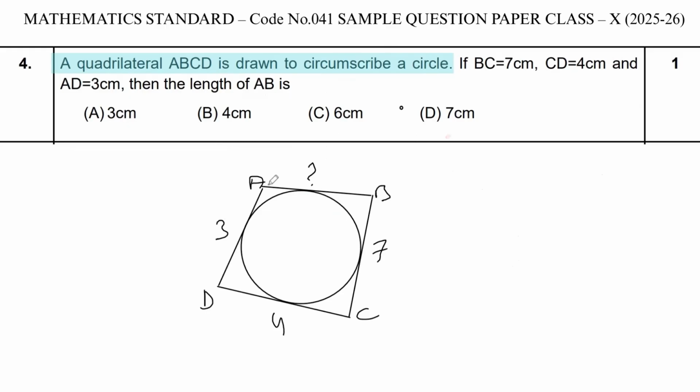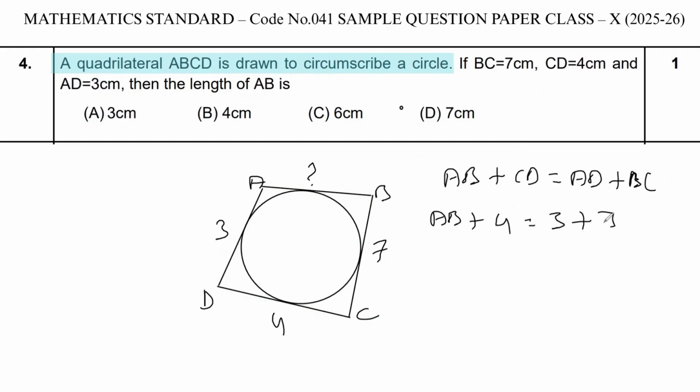So we know that for a quadrilateral circumscribing a circle, the sum of the opposite sides, like AB plus CD, is equal to AD plus BC. So if I apply this property over here, that means the length of AB, and opposite of AB is CD, right? Plus AD plus BC. Now we have to get the length of AB, so we can keep AB as it is. We know the length of CD as how much? 4. The length of AD is 3 centimeter and BC is 7 centimeter.